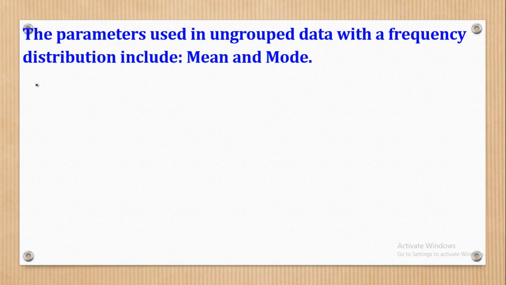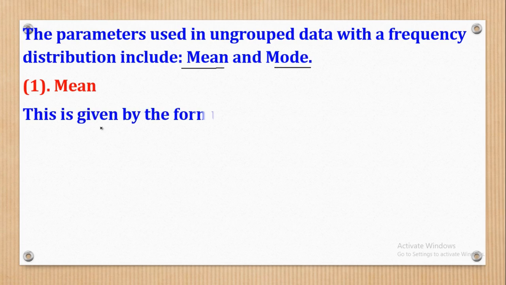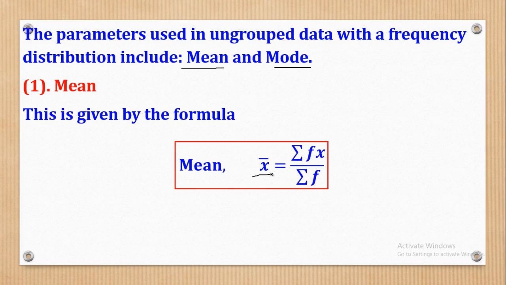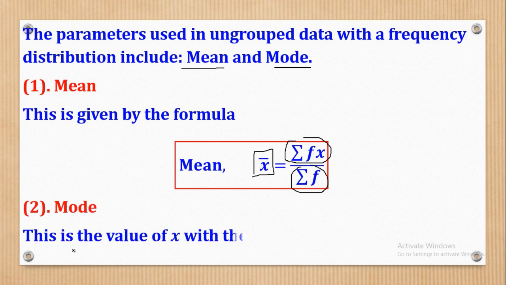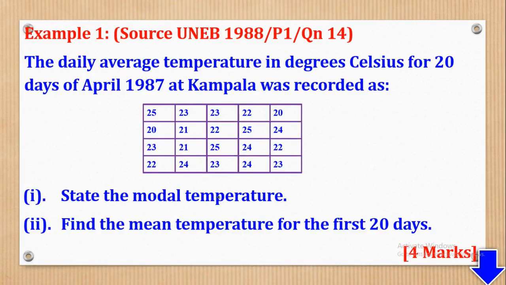Now the parameters for ungrouped data are mainly two at our level. One is mean, another one is mode. For mean, it will be given by the formula x bar, which is the symbol for mean, equal to summation of fx over summation of f. We shall see how these symbols are used, and how that formula is used to get the mean. The other one is mode, and mode is the value of x with the highest frequency.